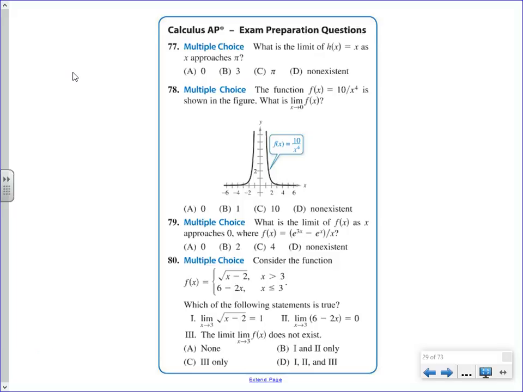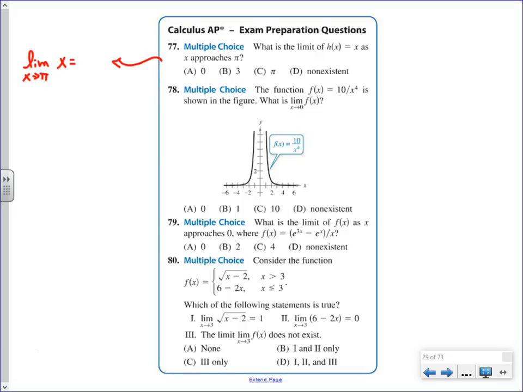Number 77. Let's see, group number... I have no idea what groups I used last week, but that's okay. We'll just start over again. Group number 2, how could you write this problem before even solving it? Translate it. The limit as x approaches pi. Do you guys agree? Yeah.